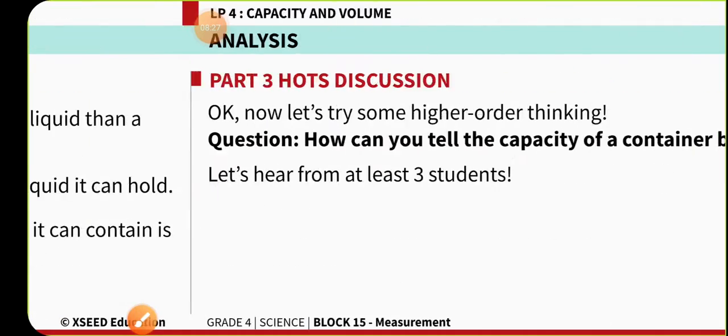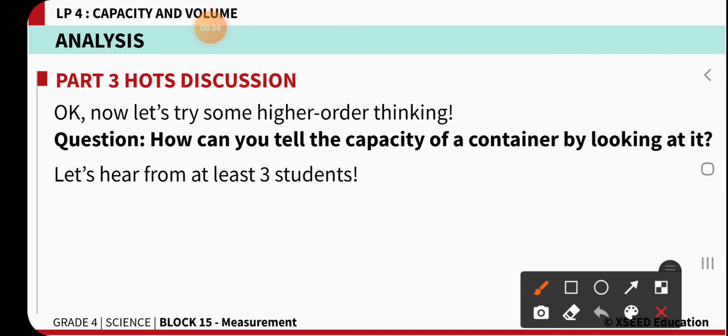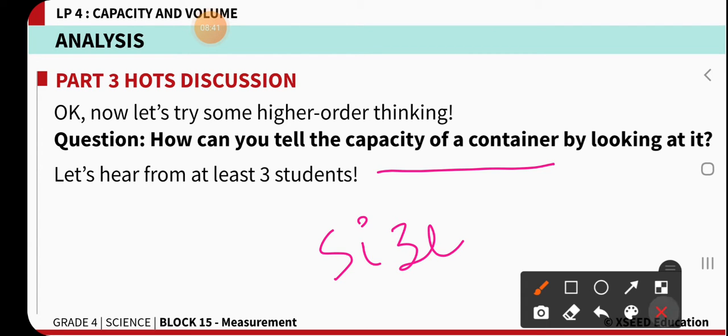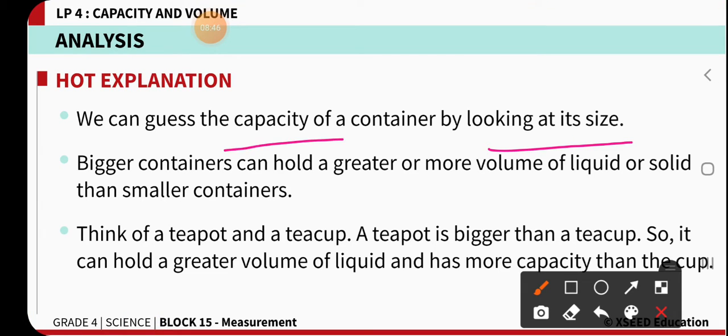Okay. Now, how can you tell the capacity of a container by looking at it? When you are looking at any container, by seeing the size of the container, we can tell about its capacity. If a bigger container is there, it can hold more because its volume is larger, and it can hold much more liquid or solid in it.